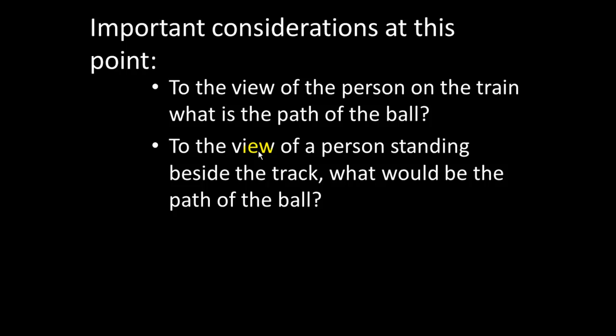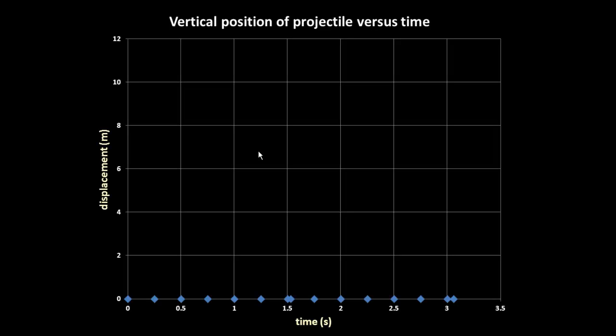Now, of course, the person standing beside the track, probably a little ways back so they could keep a good view, watching the train go down the track would see the ball moving in a straight line horizontally from left to right as the person went by at 20 meters per second holding that ball. Okay, well let's see what the graphs should look like. Here again, we're looking at vertical position.